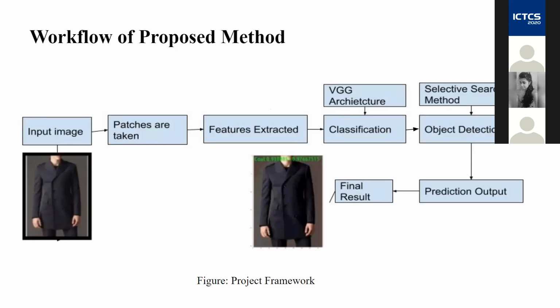This is the basic workflow of my proposed method. I have inputted this image, then it has taken the patch, extracted the features, and those are passed to the classification. Then through the classification we have extracted more features from it, and then passed them to object detection. In the object detection, using the selective search method, through the bounding boxes we have computed the IOU, and on the basis of that IOU we have predicted the images, that is, which class it is, a coat or any other thing.